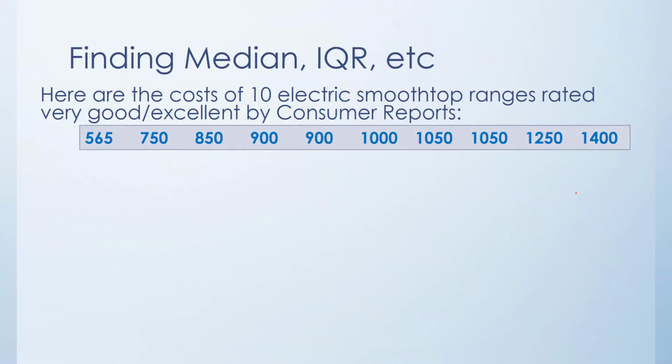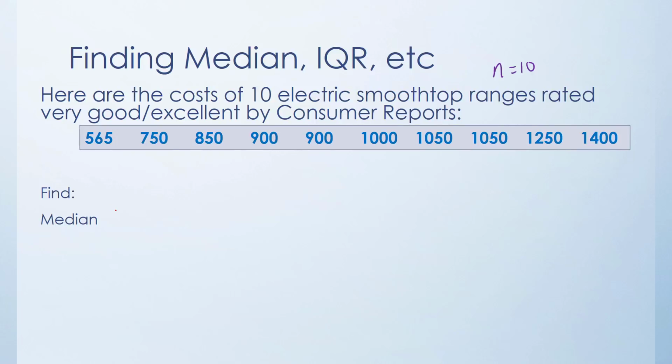Okay, so we have one last example here. We've got the costs of 10 electric smooth top ranges that were rated very good or excellent by Consumer Reports. I've already put the data in order here, and we have, let's see, it looks like 10 data values. So our sample size is 10. So we want to find the median and the quartiles and the interquartile range here.